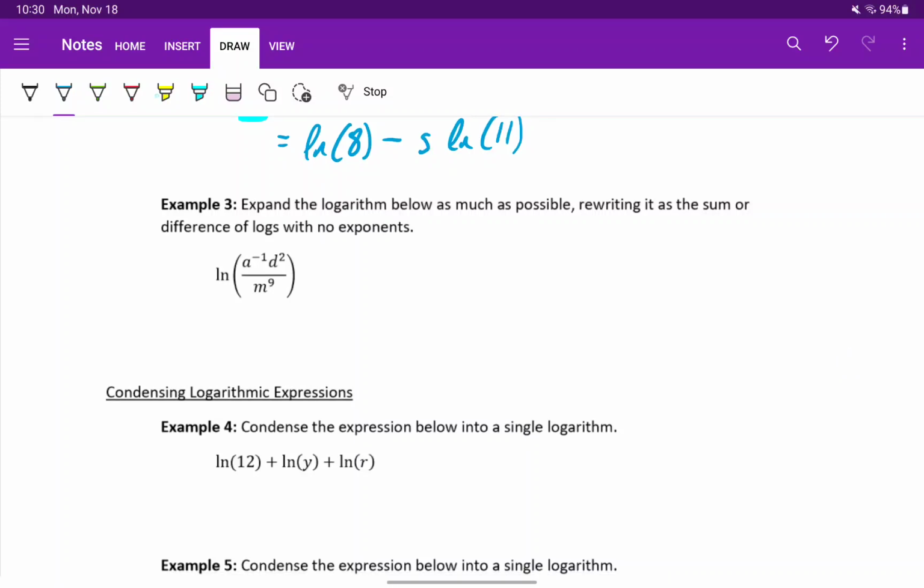Example 3 is just a more involved version of those same two types of problems. We have an expression in the numerator and an expression in the denominator. So the first thing we'll do is rewrite this as the natural log of a to the negative first power times d squared minus the natural log of m to the 9th power.